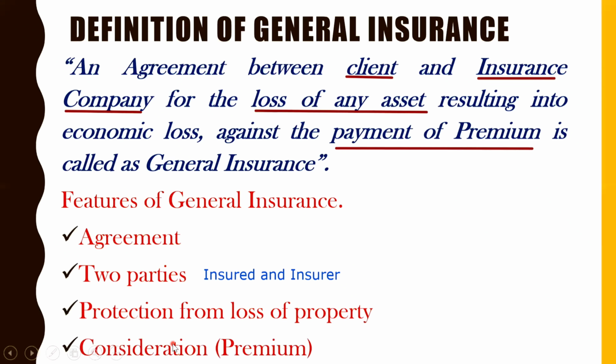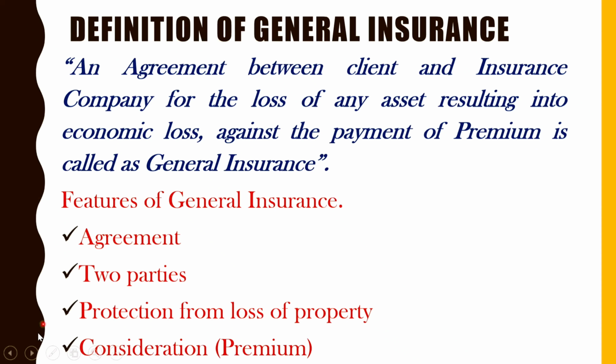And the last one is consideration. Consideration is in the form of premium. As I told you, the client has to make a periodic payment to the insurance company against the safety and security of his asset, and that will be called premium. This premium may be quarterly, half yearly, or yearly or annual. Sometimes insurance companies even charge a lump sum premium. So it depends upon the type of insurance which you are taking and the type of asset which you want to get insured. So these are the basic characteristics of the definition which we have learned from this.